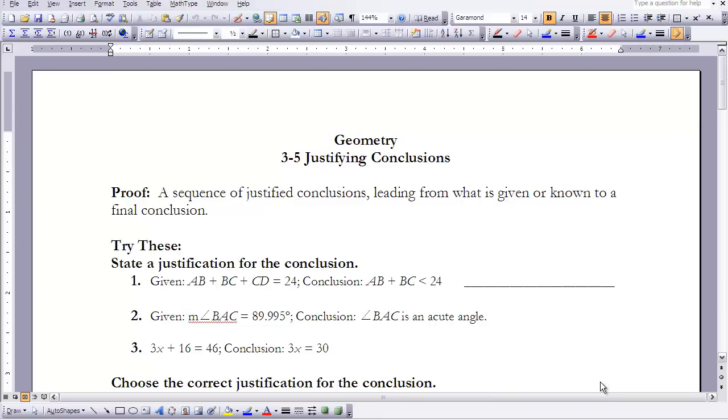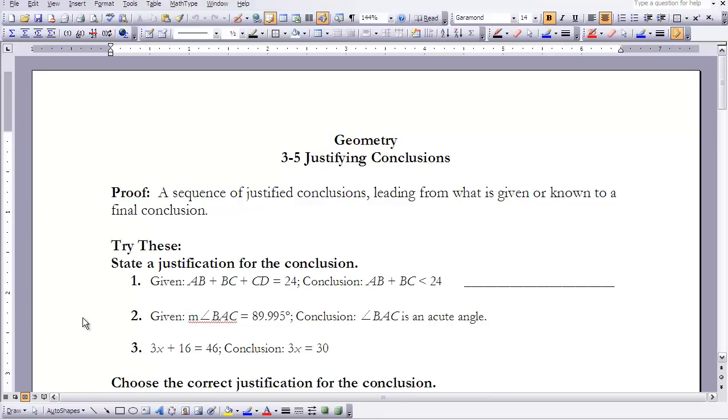And that's what it's like with proof. Everything we do, we have to justify. Every conclusion that we draw has to be justified. And we justify with things like theorems, definitions, postulates, and properties. So to begin with, I would like you to pause the video and get all of those things with you. And then we'll start with the first set of examples.